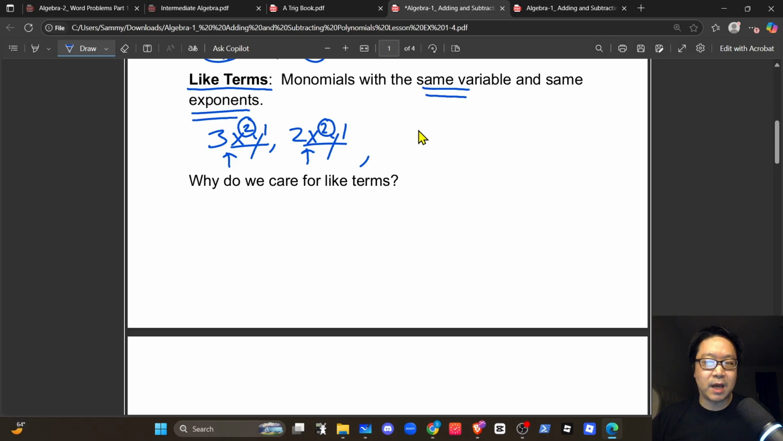If you have something like xy and x to the third and y, these are not like terms, okay? You have an exponent of 1 there, a 1 on top of the y, and then a 3 on the other one, and then 1 on the other one. So they're not like terms in any way. And you might be wondering why we actually care for like terms. Well, the reason is that we can combine them. It lets us simplify polynomials.